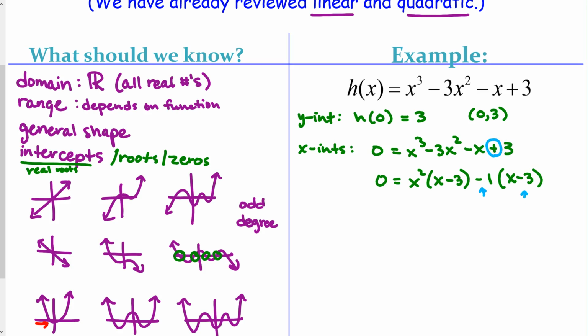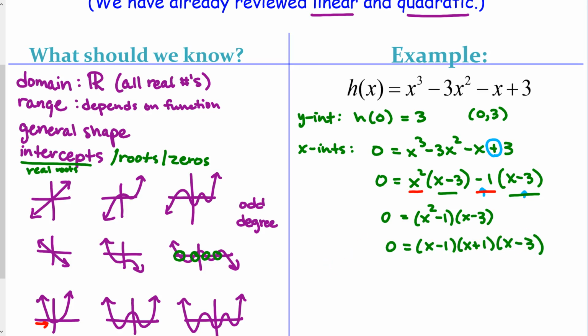Okay, the next step in grouping is to recognize that we had a factor of x minus 3 in both parts. So we have a factor of x minus 3, and the other factor is x squared minus 1. Well, x squared minus 1 is also factorable. We can factor it into x minus 1 times x plus 1.